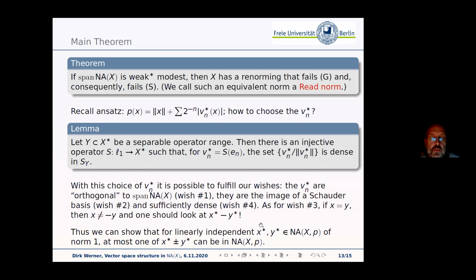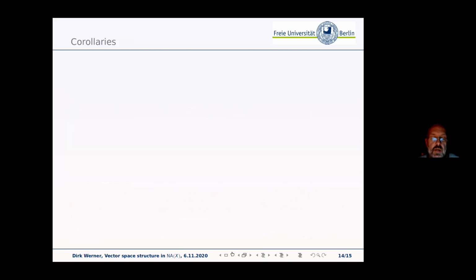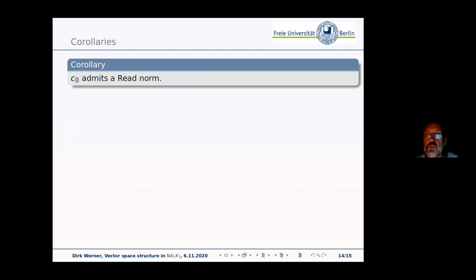Right, so which spaces now satisfy the assumption? For which is it so that this span has this modesty property? The first example is C0, because in our example, we pointed out that for C00, the norm attaining functionals form a subspace themselves at this point, they are modest. So we recover now the results of Reed and Mutil by this new approach.